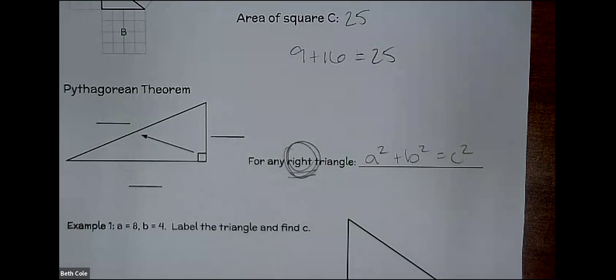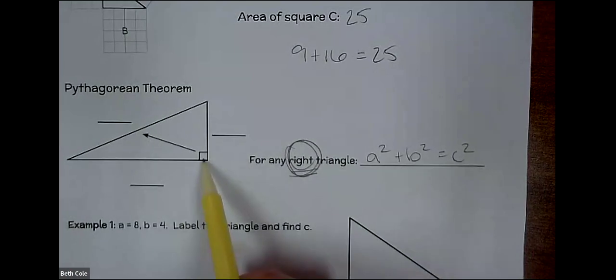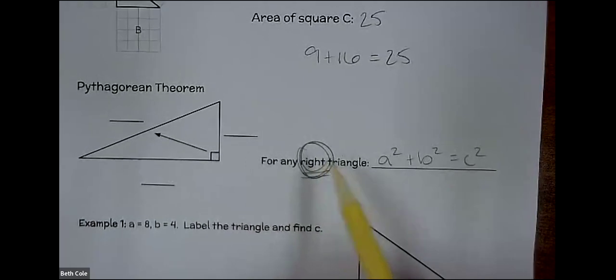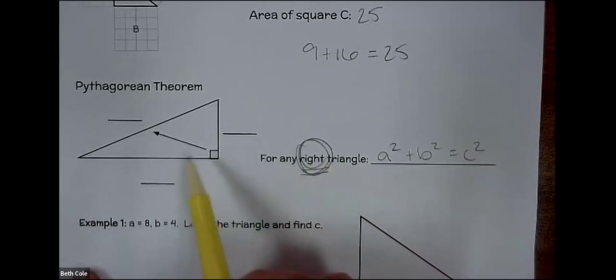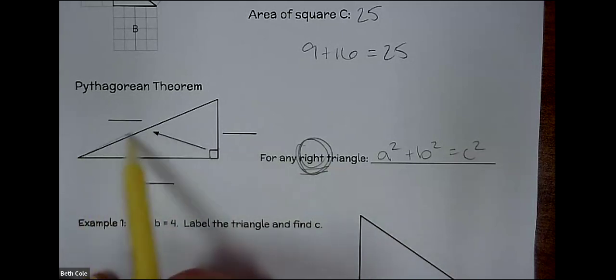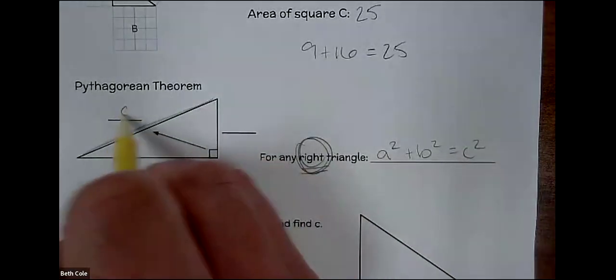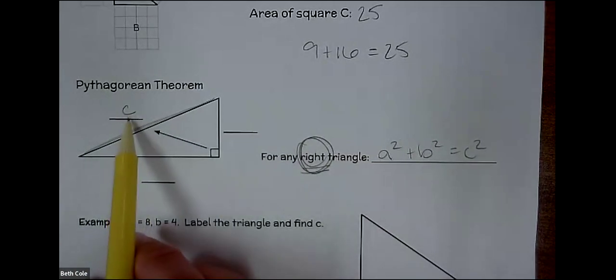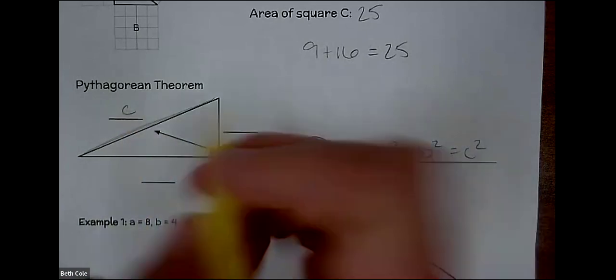And what does a right angle mean? How many degrees? 90. And you're going to have that little square in there. So first thing, it only works for right triangles. And the second thing is C has to be the hypotenuse. Do you see the little square for the right angle? See the little arrow across from it? This is your hypotenuse. That has to be C. The A and the B can kind of go wherever you want, but that has to be C. The hypotenuse has to be C.